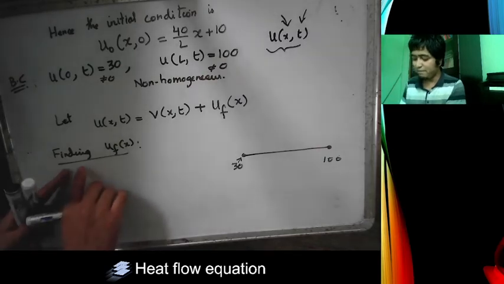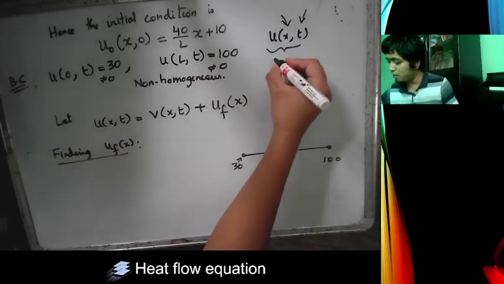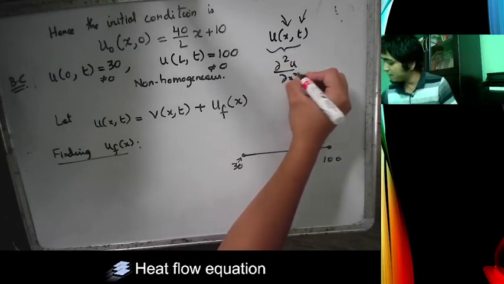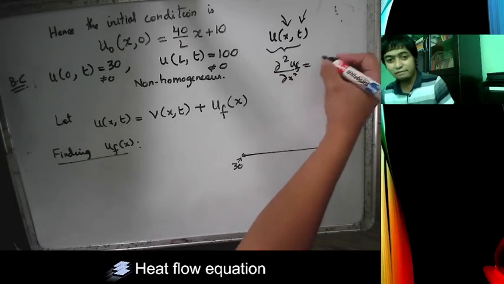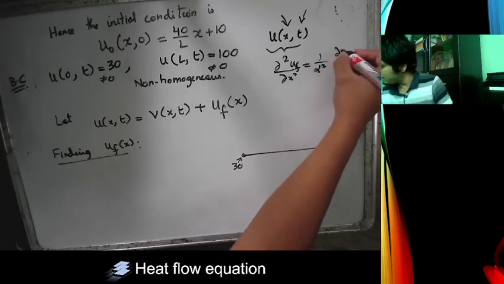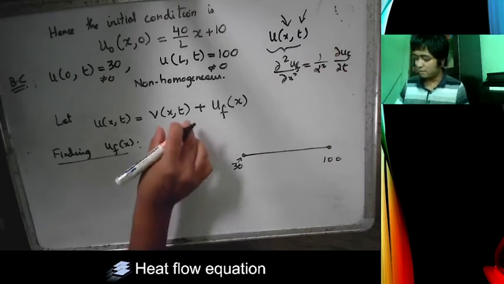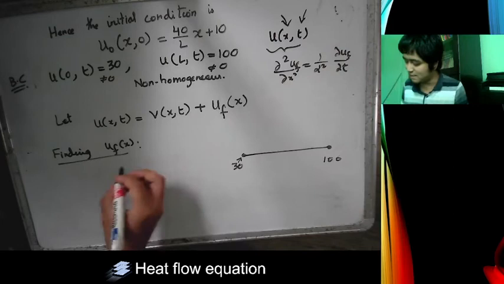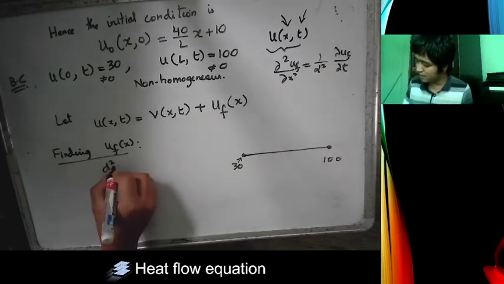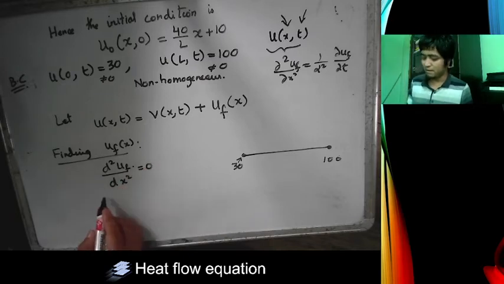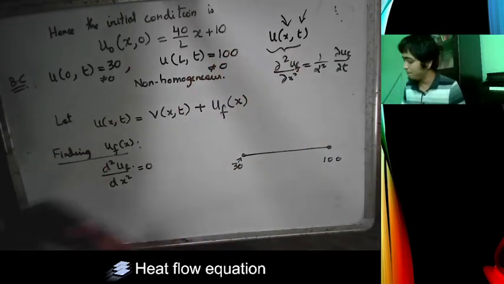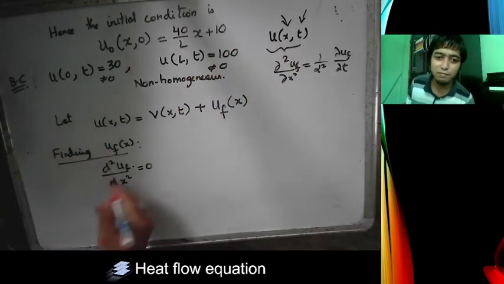So how do we exactly find this? We can substitute it in the original heat flow equation: the second partial derivative of u_f with respect to x equals 1 over alpha squared times the partial derivative of u_f with respect to t. But del u_f del t is 0 because it is steady. So we get the same thing: d2 u_f dx squared equals 0. Again, we have changed it into a total derivative because it no longer depends on time, and there is only one other variable, which is x.